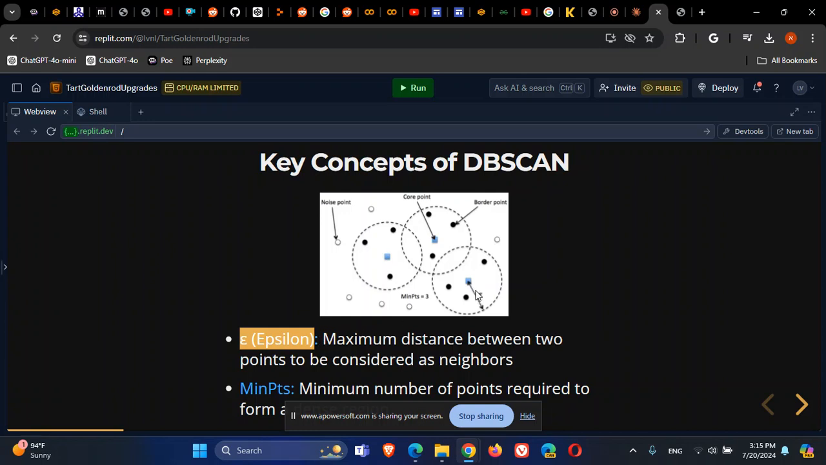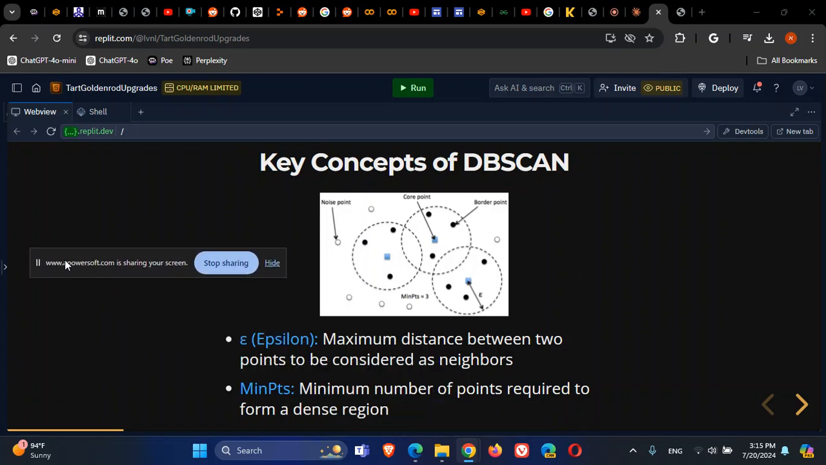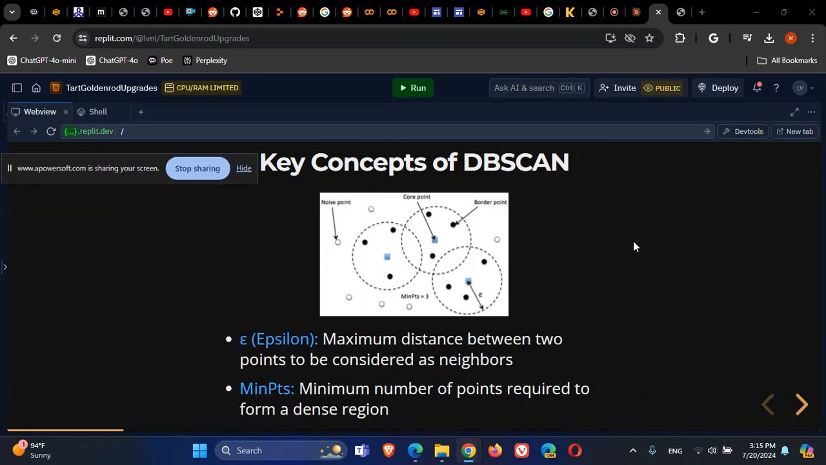So epsilon defines the radius I will look at when evaluating a point. In this radius, I will look at which points are with this point, and if there are enough points, namely at least min points, in the radius of the point, I will call that point a core point and start a cluster. So epsilon is the maximum distance between two points to be considered neighbors, and min points is the minimum number of points required to form a dense region, which is the number of points we need around a point to call it a core point.